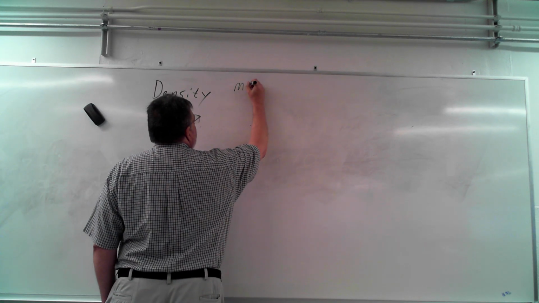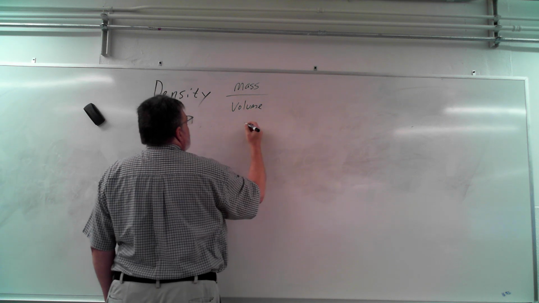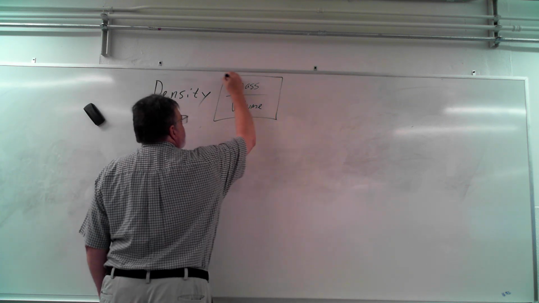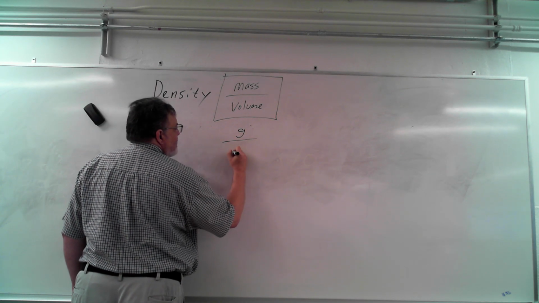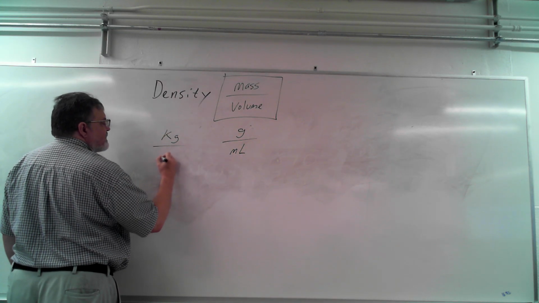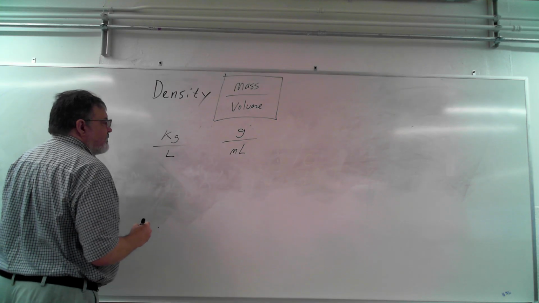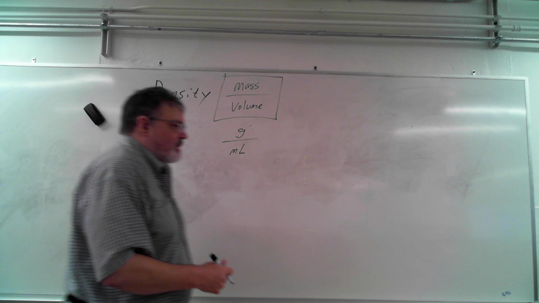Generally, but that's a general statement, mass over volume. If we're using SI units, we're going to be using grams, and we usually do it grams per milliliters, or you might see kilograms per liter. But that's the units for density. If you can weigh something and then find its volume, and you divide the mass by the volume, that's a statement of density.